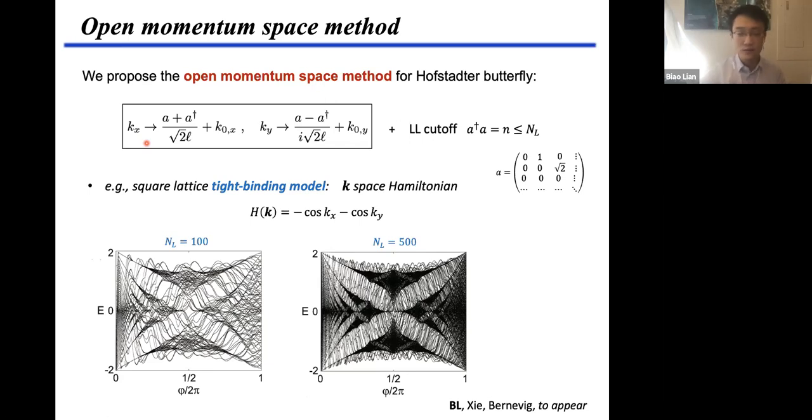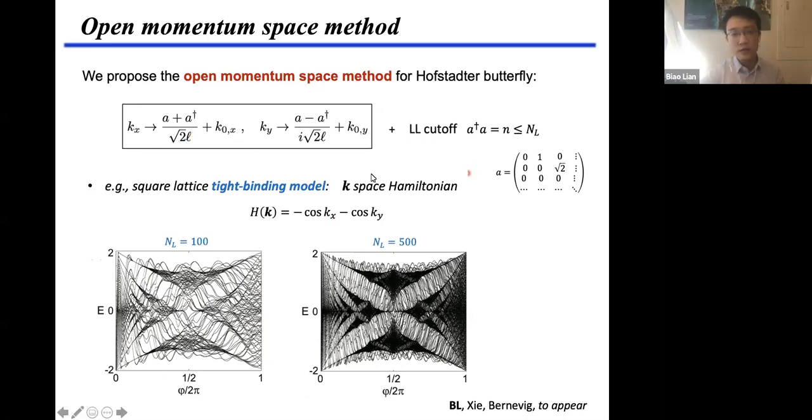So this is an example we calculated for a square lattice tight-binding model. The momentum space Hamiltonian for such a model would just be minus cosine kx minus cosine ky. Here I assume the hopping is 1/2. So basically what we do is just replace these kx and ky by the matrix here, and calculate the cosine of this matrix.